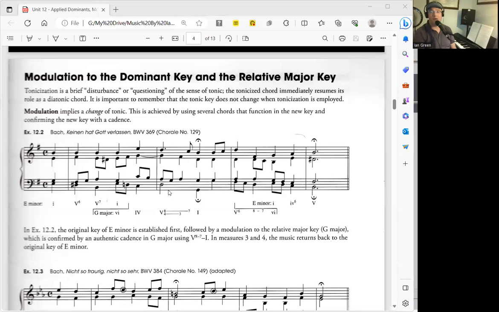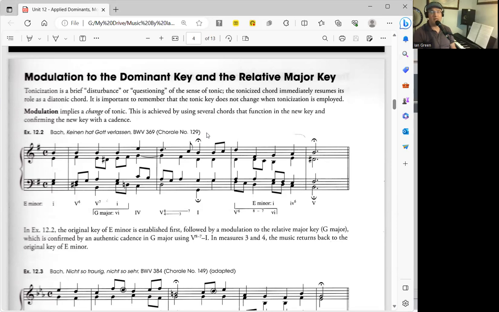Today we're going to be looking at some information that helps to support part 3 of Unit 12 of the Level 9 Harmony course. And we are looking at Applied Dominant Chords and also Modulation. Now today we're going to continue just by sharing the screen and speaking about how to modulate to a new key.